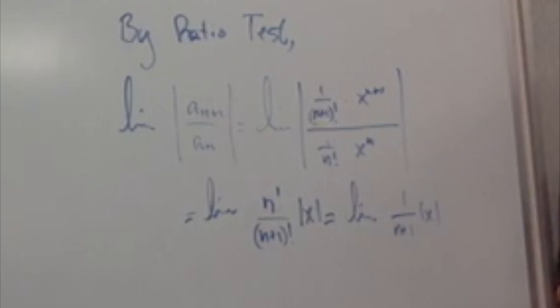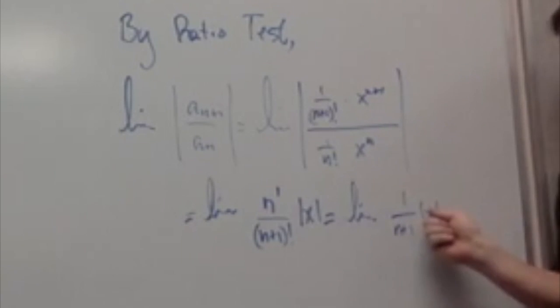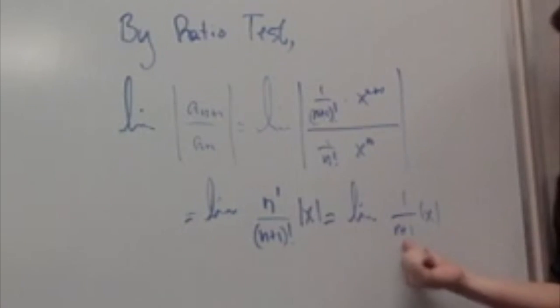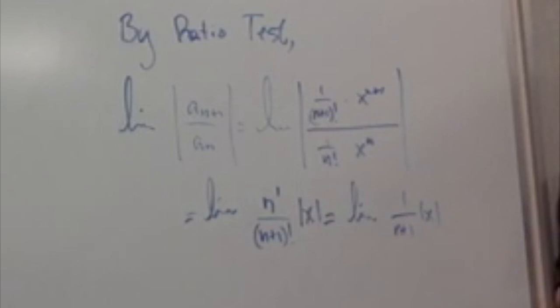So for example, if x equals 1/2, and you take the limit as n goes to infinity, what do you get? 1/2 of a really tiny number, a tinier number. So the limit would be 0. So by the ratio test it converges when x equals 1/2.